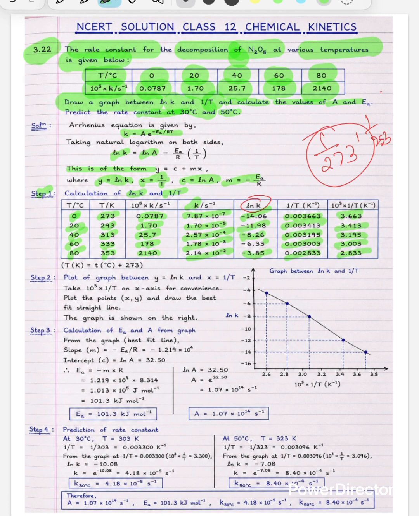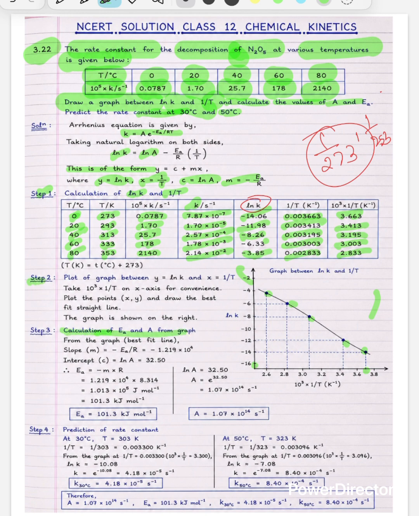On this side we have the values of ln of K as given. So for each temperature we find the point and make a straight line. This is a straight line graph with the intercept of ln A. So the first part is solved, that is the graph between ln of K and 1 by T.